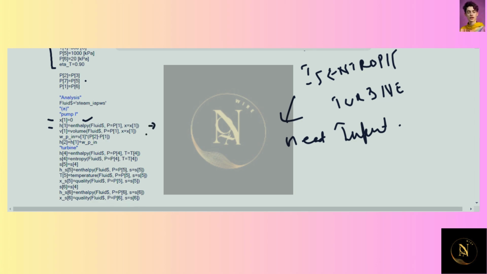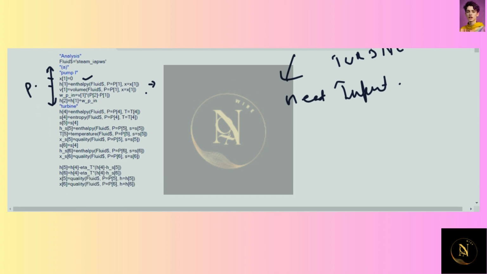V1 is a volume condition. V here, WP input, and H2. Now this is for the pump. Okay, this entire thing is for the pump, and this entire thing that is there, that is for the turbine. So there is a turbine also. This is a power plant, right? So there will be a pump, there will be a turbine also.